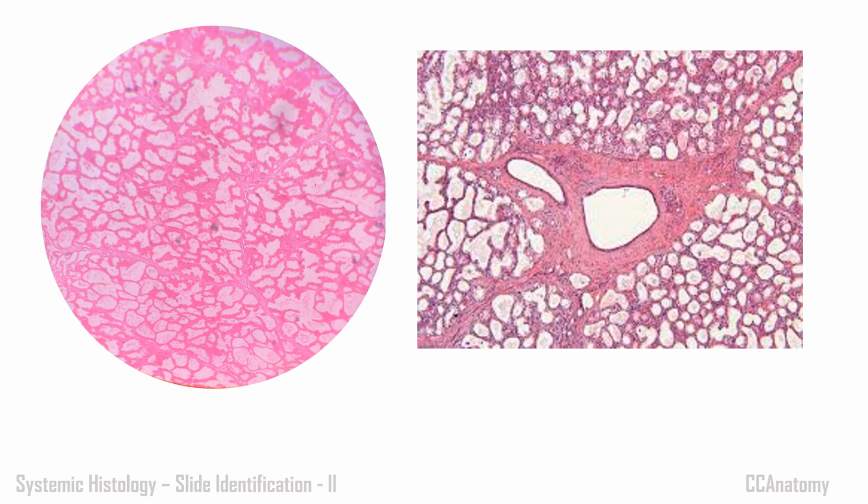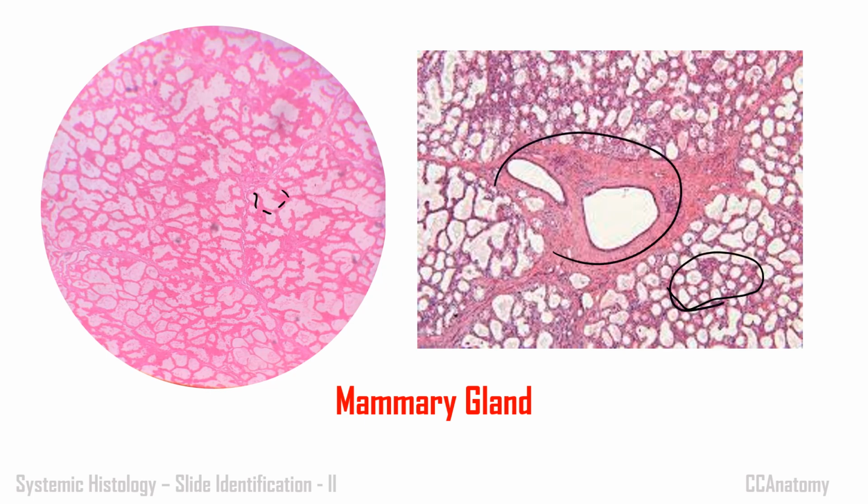Okay, we have already seen this slide. This is nothing but the slide of mammary gland. Try to observe, there is no smooth muscle fiber here. You can't see that dark smooth muscle fiber in between the glands, and even in the thick fibrous tissue you can't see any smooth muscle fiber.